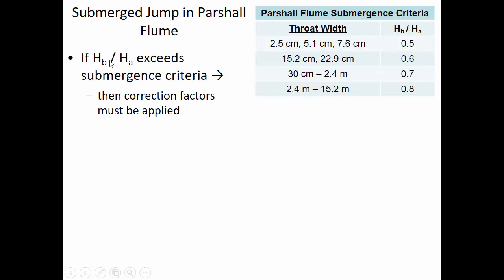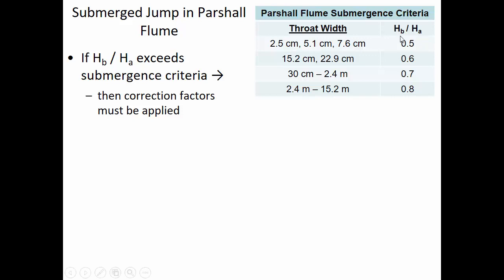You're looking at the ratio of B, the downstream depth in the throat, to the depth A, which is the depth in the converging section. So we kind of want to look at the ratio of depth. And this is a limit. If you are above this limit, then that tells you you have to apply a correction factor.